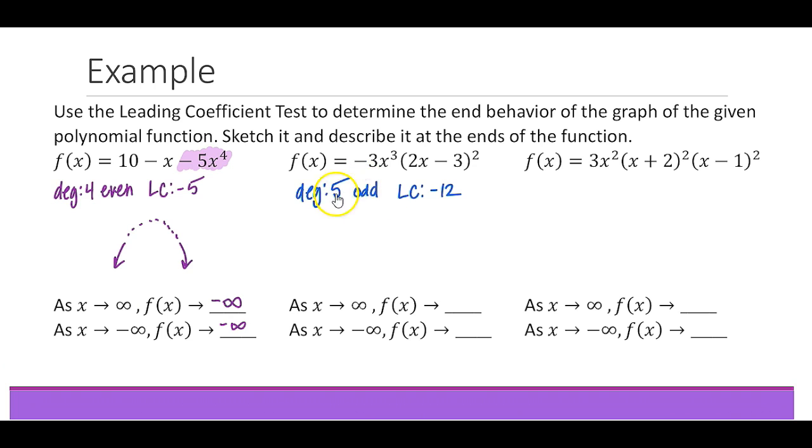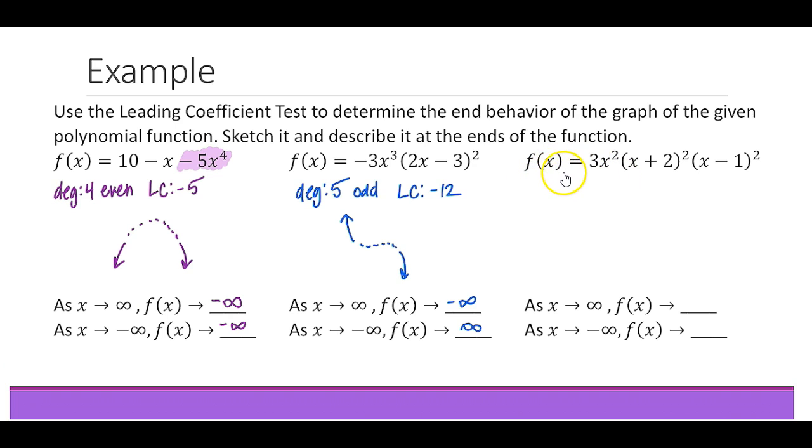So if I have an odd degree, odd means opposite, they point opposite directions, and a negative leading coefficient means that we would think about x cubed, but then flip it. So instead of the right side going up, the left side goes up and the right side goes down. And we don't know what happens in the middle. So that's a sketch. And now to describe it, well, as x goes to infinity, as I move to the right, my y values go down to negative infinity. And as x values go towards negative infinity to the left, my y values go up to positive infinity.